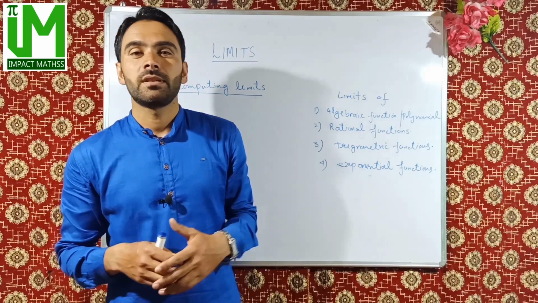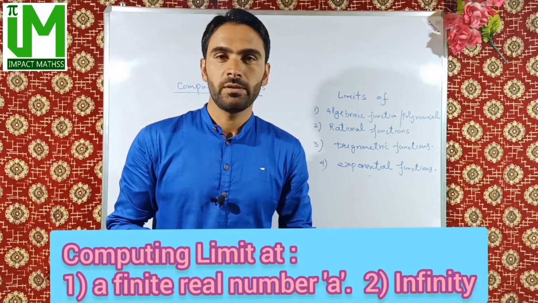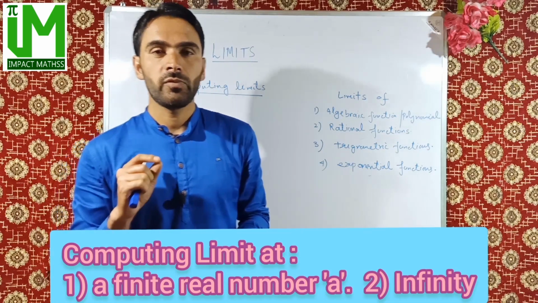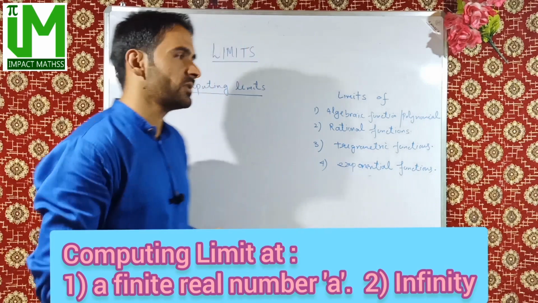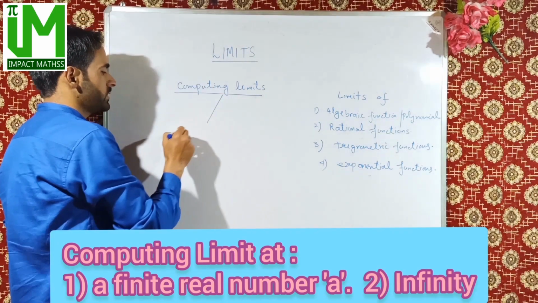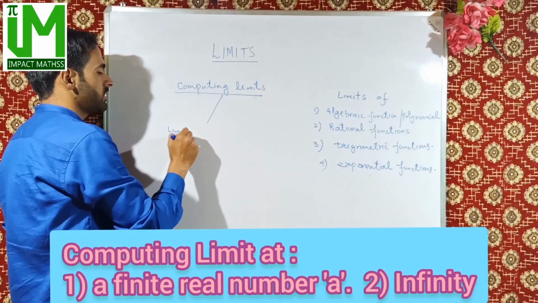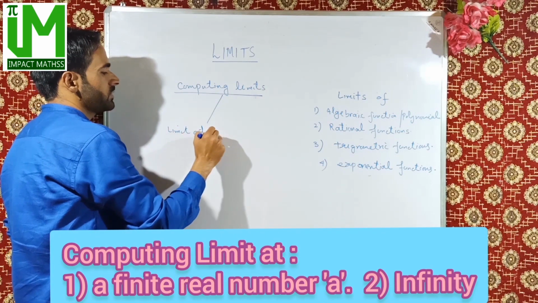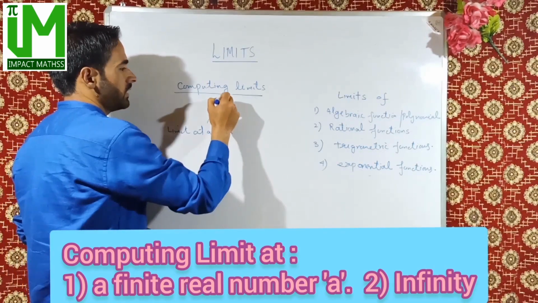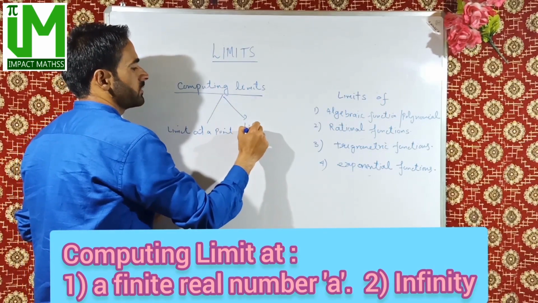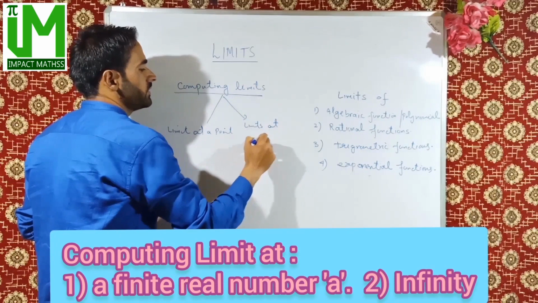Now, limits are essentially computed in two senses. Number first, we compute limit at a finite number a, and number second, we compute limits at infinity as well. So, we compute limit at a finite point, which obviously is a finite point, and number second, we do compute limits at infinity.